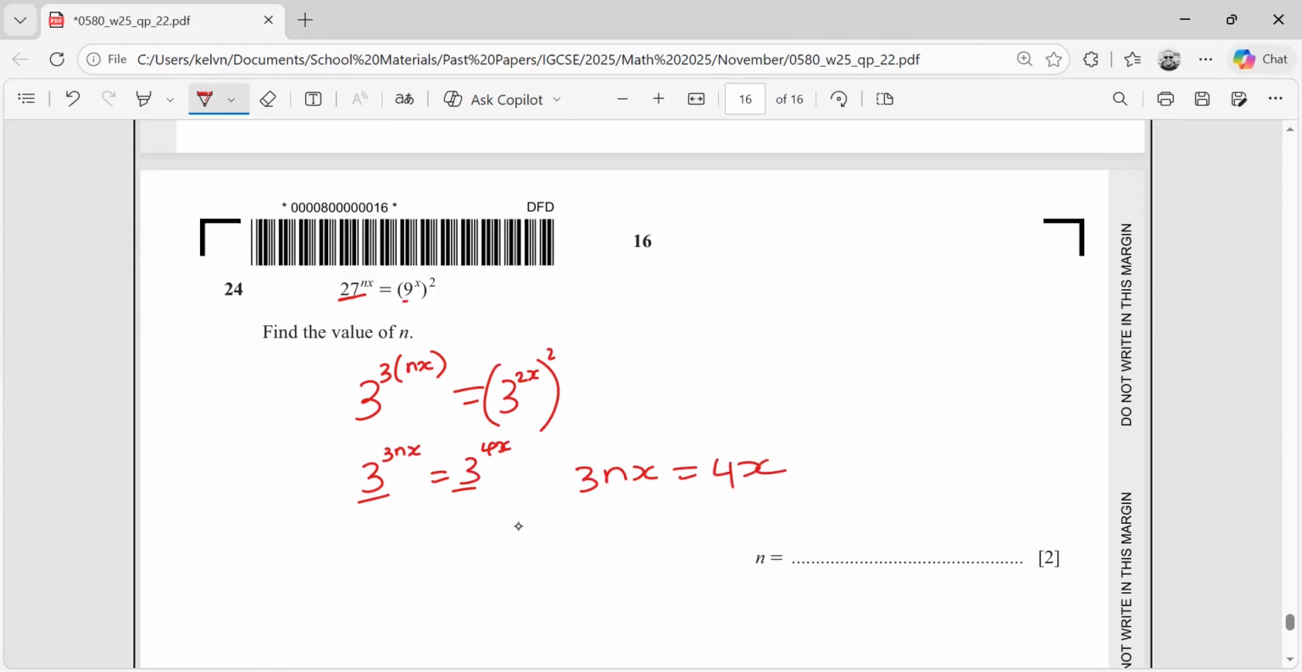If I divide both sides by 3x, I'll get n here, and the 3x cancels. So n is 4 over 3. If you want, I'll write it as 1 and 1 third. And you're done with this paper.